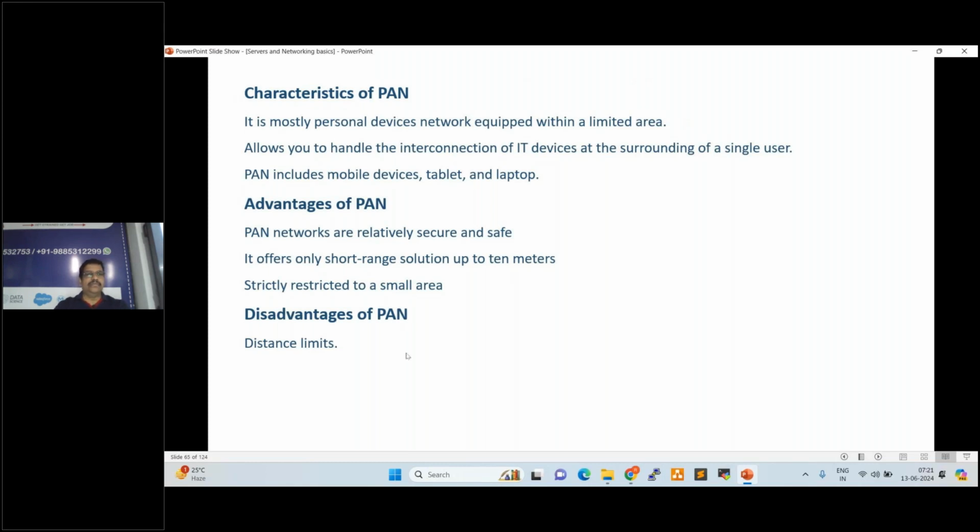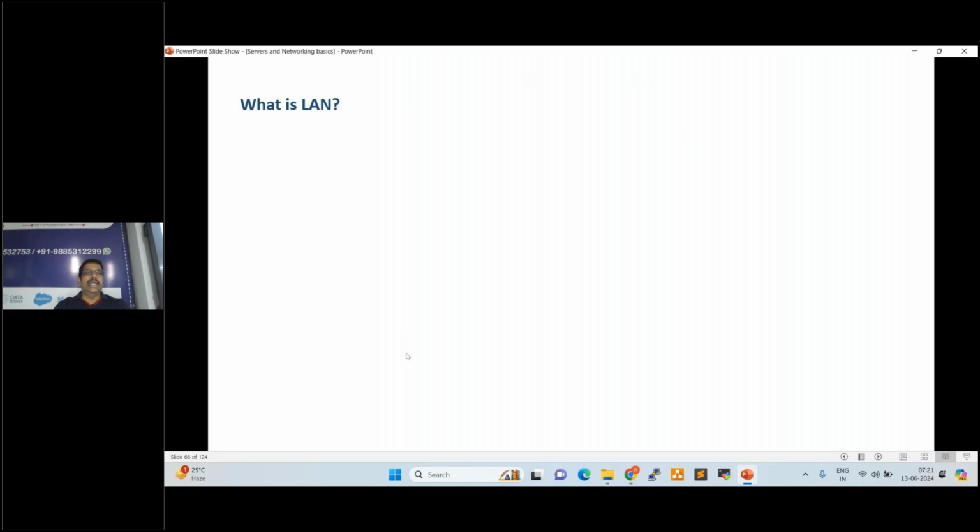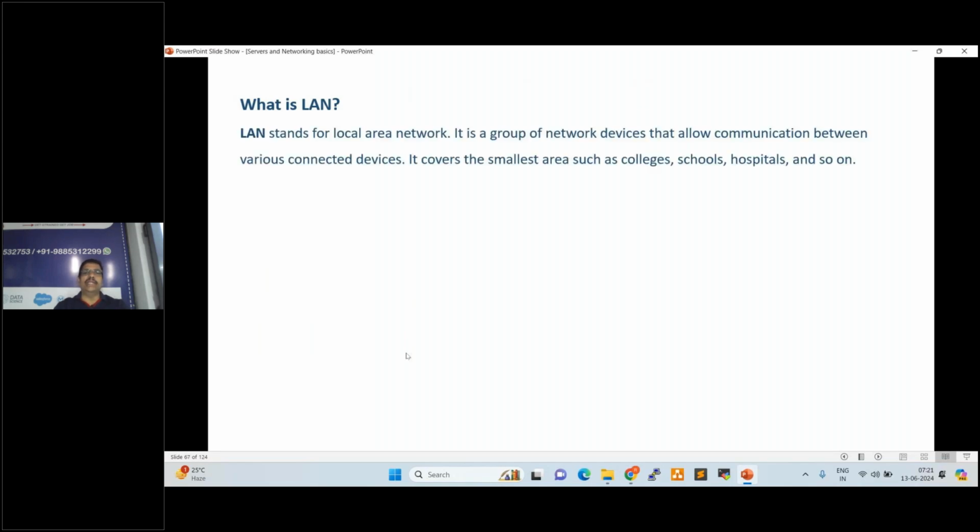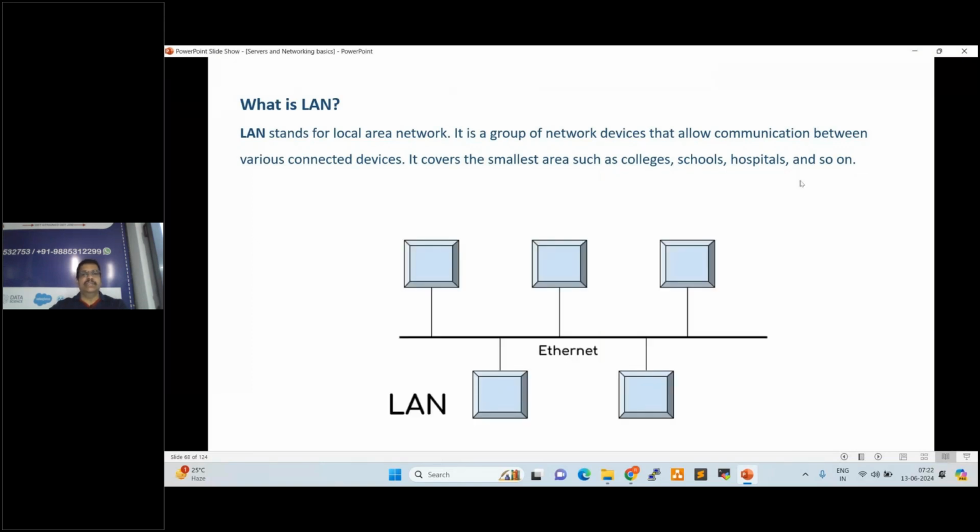What is LAN? Yeah, LAN stands for local area network. It is a group of network devices that allows communication between various connected devices. It covers the smallest areas such as colleges, schools, hospitals, and so on. Right? See here, this is the LAN connectivity. So LAN admins used to maintain this. LAN admins used to handle the LAN connectivity. Currently, as DevOps engineers, we are not using LAN actually, right? Yeah, this is a traditional one, this is old fashioned, right? So currently we are not using this.